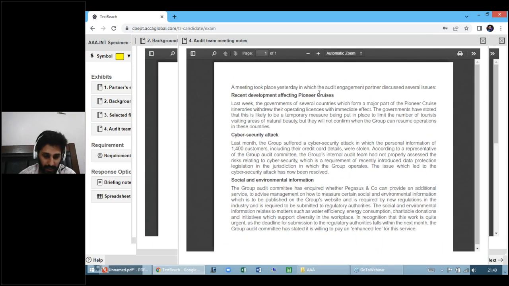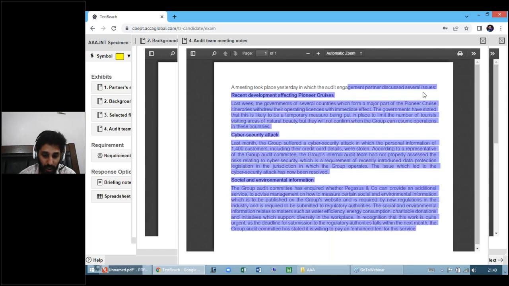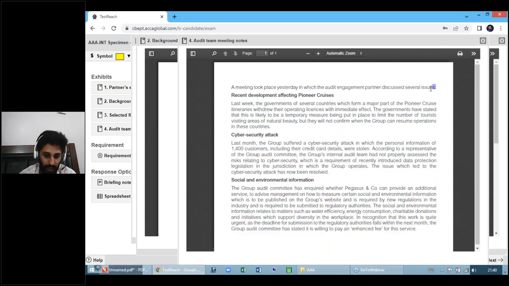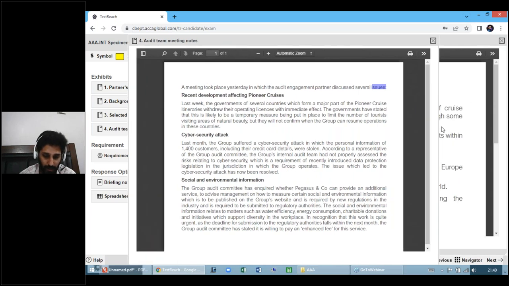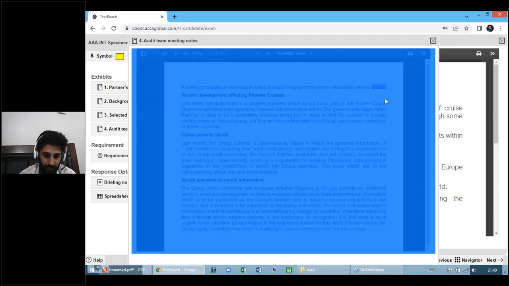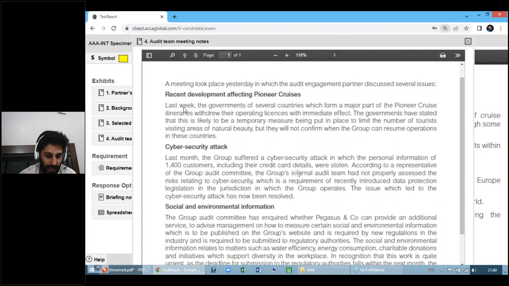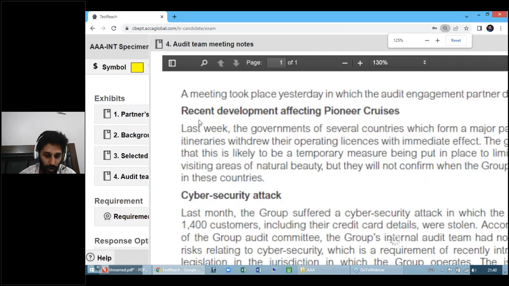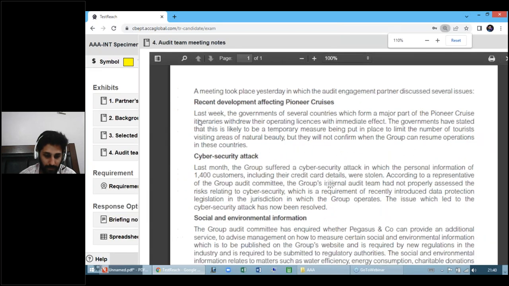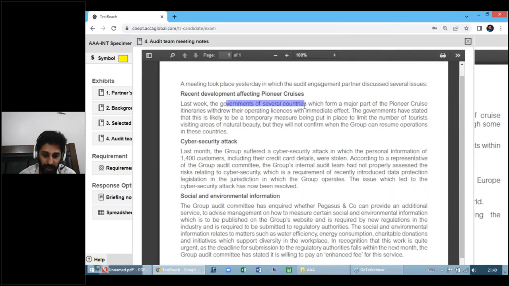Okay. Now audit team, a meeting took place yesterday with the audit partner, discussed several issues. Now this is a very important thing, issues. You need to consider it as your top priority. It is written that last week, the governments of several countries, which form a major part of Pioneer Cruise itineraries, withdrew their operating licenses with immediate effect.